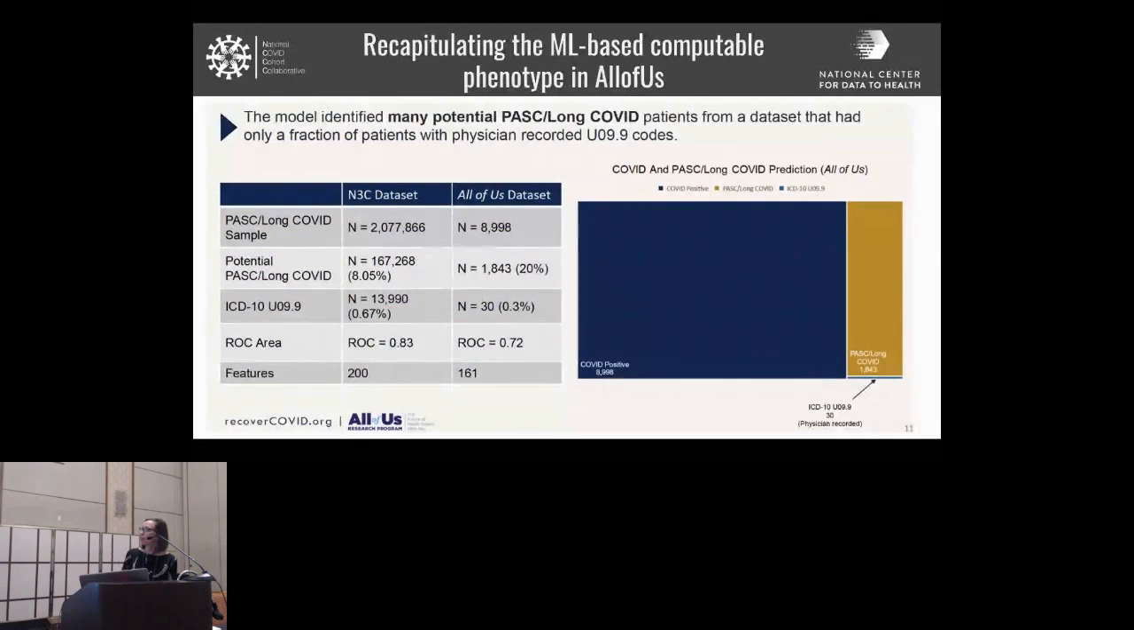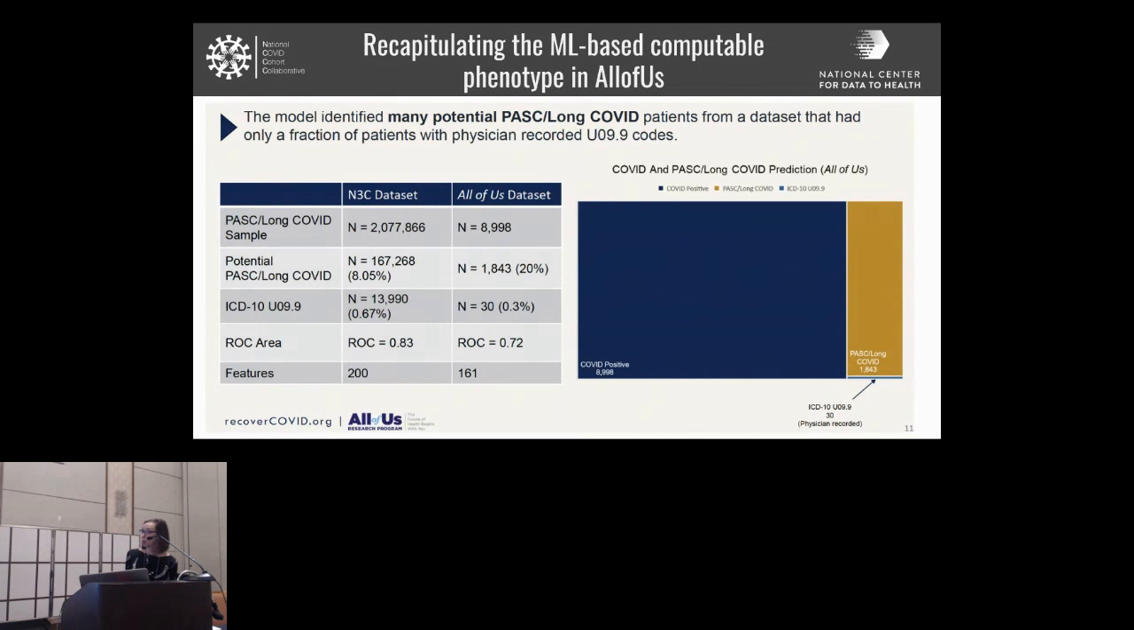So this is another, I think we were just talking about this at lunch, another great example of ways in which we can think about using the DREAM challenge as an opportunity to really validate our algorithms in new ways. In this case, we took that long COVID computable phenotype machine learning classifier for long COVID. We were able to work with the All of Us team and recapitulate that phenotype in the All of Us platform.